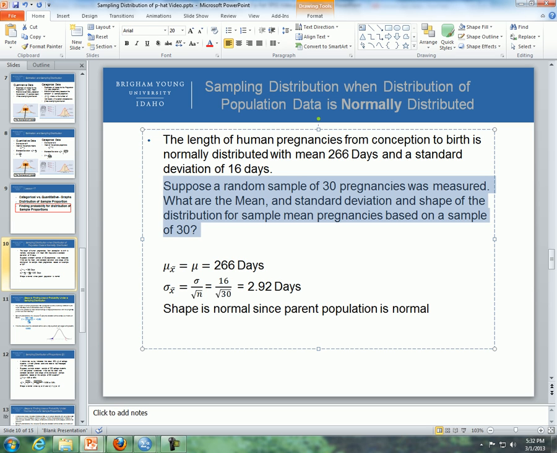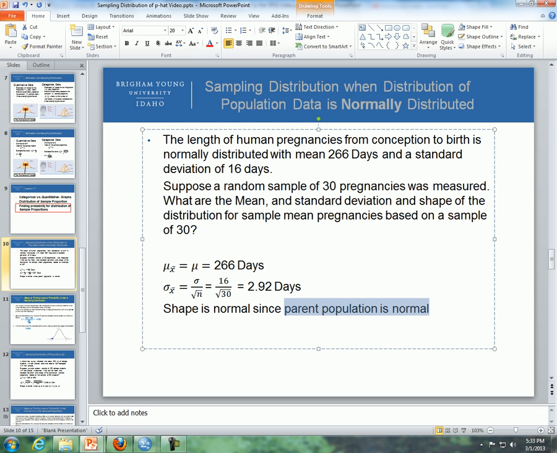of 30? Well, down here, the mean of the means is equal to the population mean, which in this problem is equal to 266 days, as you see on the top. The standard deviation of the sample means is equal to the standard deviation of the population divided by the square root of the sample size. And in this problem, it's 16 divided by the square root of 30, which is equal to 2.92 days. And the shape of this distribution of sample means is normal since the parent population is already normal.